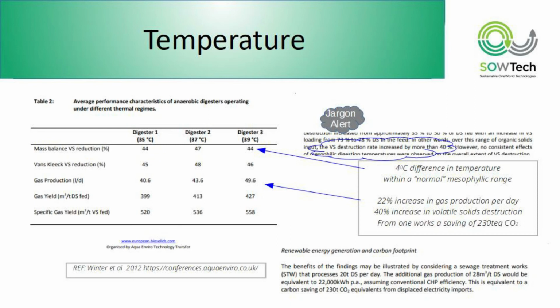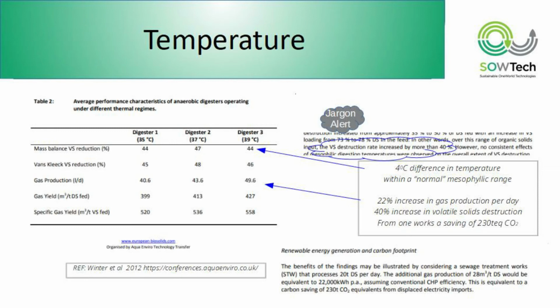This data is taken from research work undertaken to optimize fecal sludge treatment in an industrial plant. The key point I would like to make is a 4-degree difference between 35 and 39 affects gas production by 22% and increases the breakdown of the volatile solids, i.e. the waste, by 40%. There is very little attention given to operating temperature within low technology AD, but it is perhaps the single most important process parameter.